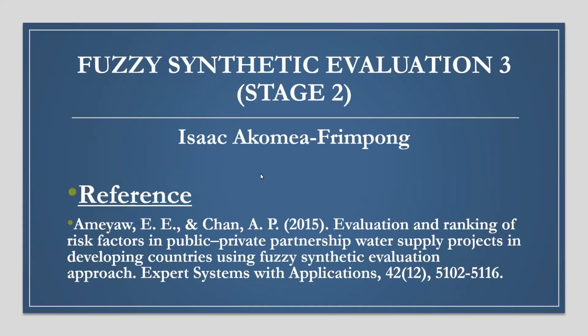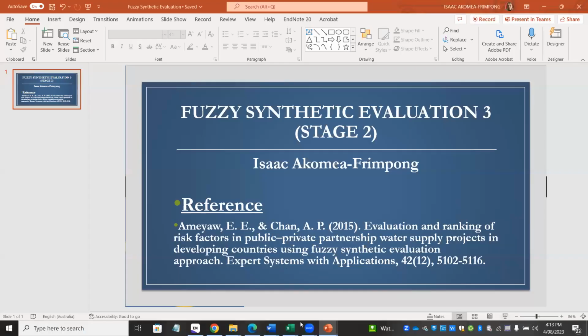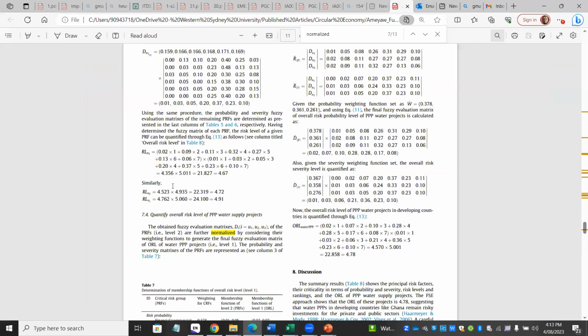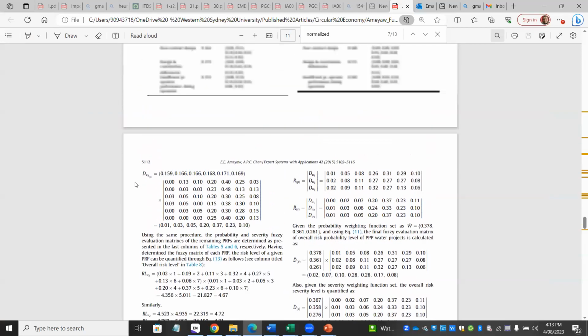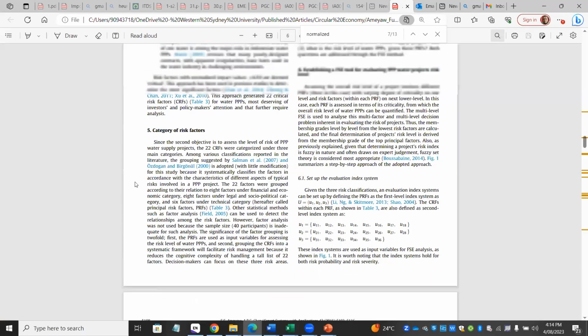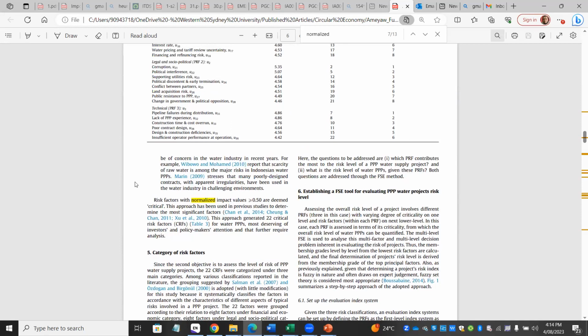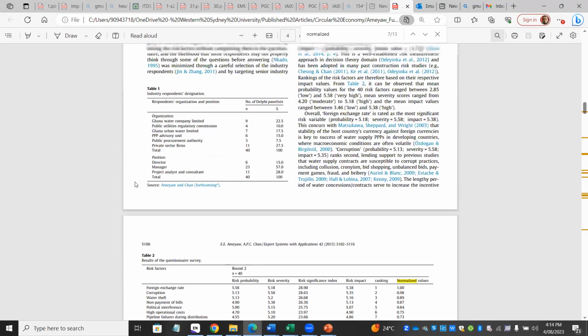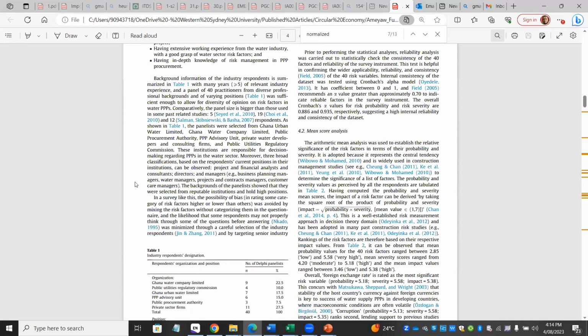So far, I've explained the fuzzy synthetic evaluation to you. Therefore, I will not go back again and explain what fuzzy synthetic is. This was done in the first video. So I'll go straight to what was done in this paper, so that we don't waste too much time. I will explain each item in this paper to you, focusing more on the fuzzy synthetic evaluation aspects.